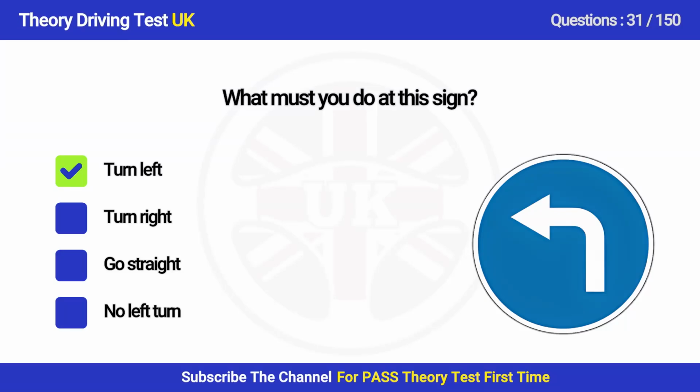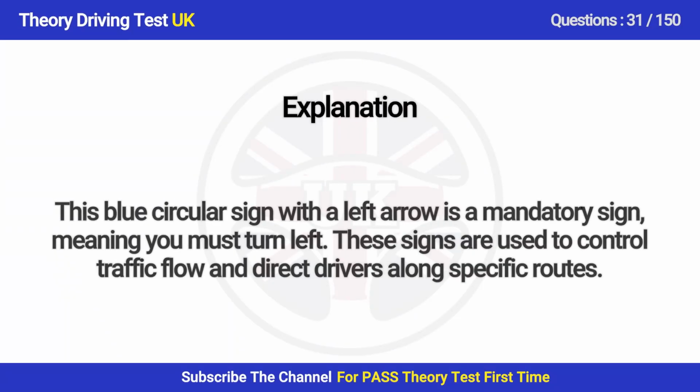Answer is A. Turn left. This blue circular sign with a left arrow is a mandatory sign, meaning you must turn left. These signs are used to control traffic flow and direct drivers along specific routes.